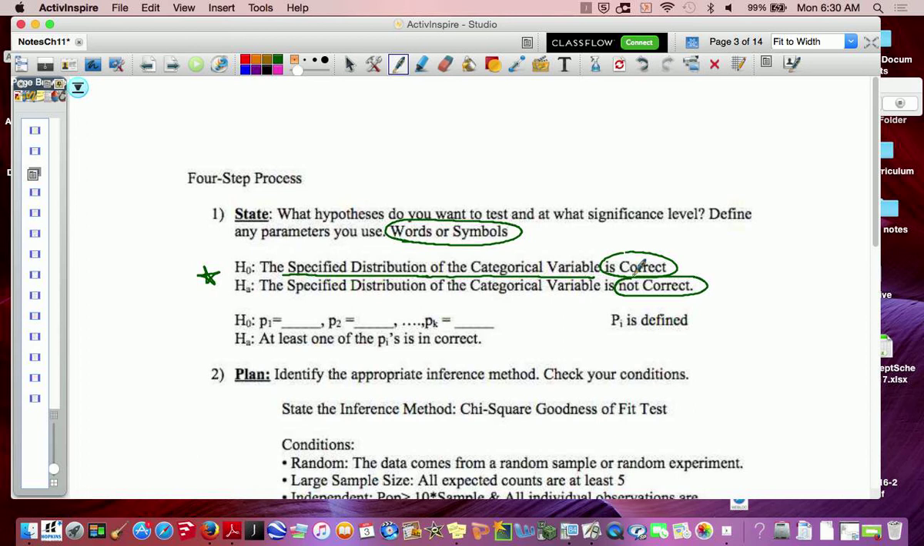So if you're using the symbols, you would define each of the proportions within the population here. It all depends on how many there are, and you've got to define them all, and then you've got to say that at least one of them is off kilter. And we'll talk about how you can look and see which one is causing the greatest change within the sets of proportions.